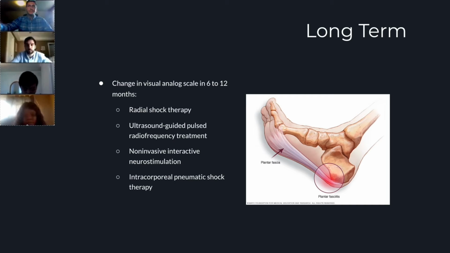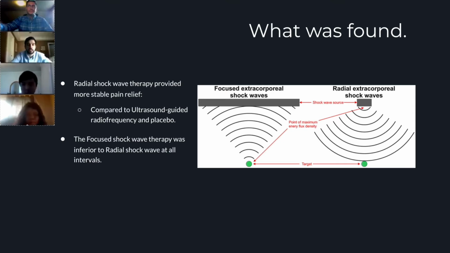Next slide. Now, what was found statistically was that the radial shockwave provided more pain relief compared to ultrasound radio frequency and the placebo. And what was also interesting is that the radial shock was more superior than the focused shockwave therapy at all intervals, meaning there's a change in pain relief in the short term, intermediate term, and the long term. Next slide.